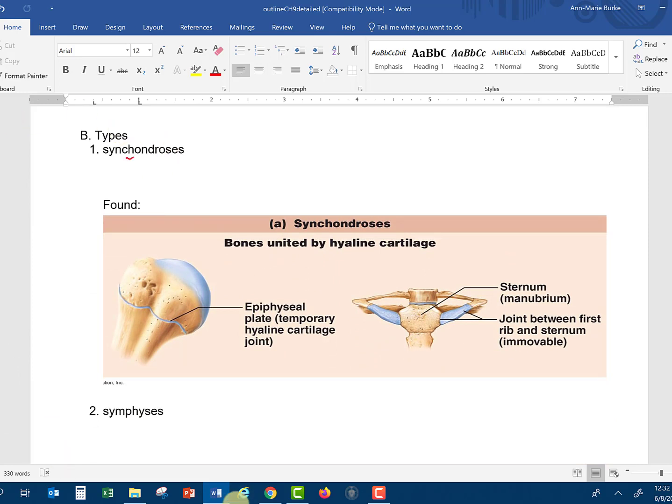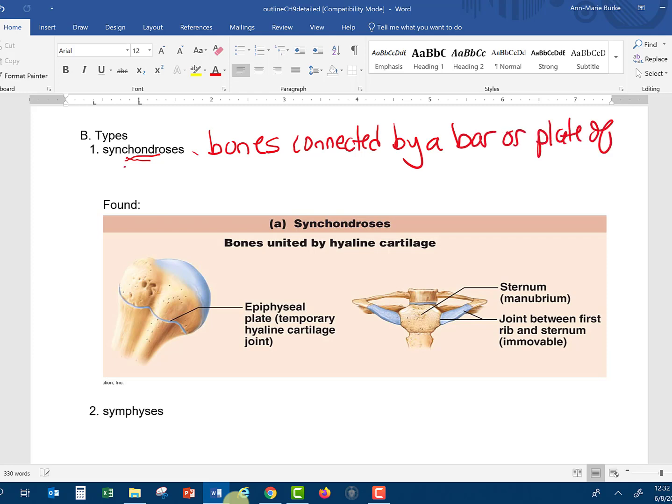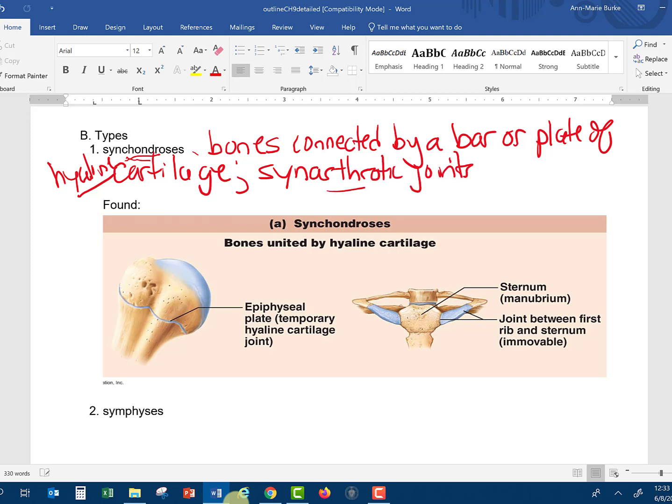So here you can see chondro. Remember that refers to cartilage, so that's a big clue for you. In a synchondrosis, the bones are connected by a bar or a plate of cartilage, and this is hyaline cartilage. That's kind of important. These joints are synarthrotic. So remember that means they're immovable.